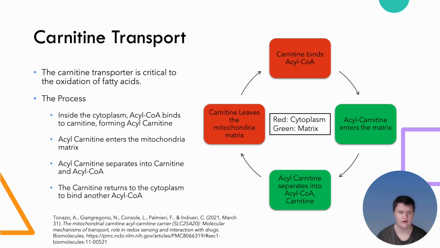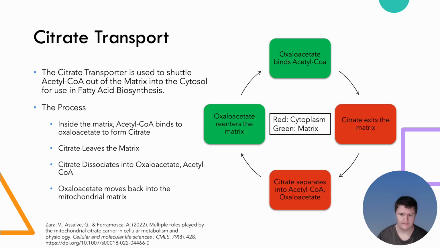Okay, so starting with the carnitine transporter, this one is super important for oxidizing fatty acids. And so we're going to start off inside the cytoplasm. We're going to have an acyl-CoA group, and that is going to bind to carnitine. All right, and that's going to form our acylcarnitine. The acylcarnitine is then going to go into the matrix, where it will separate into acyl-CoA and carnitine. And then the carnitine will leave the matrix, where it can then go back into the cytoplasm to find another acyl-CoA group, and the cycle kind of repeats from there.